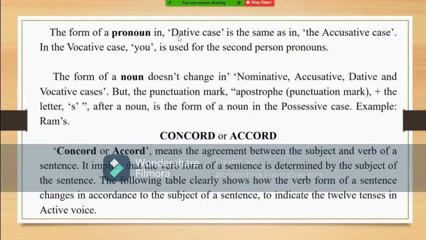The form of a pronoun in dative case is the same as in the accusative case. I had already explained that. The dative case, what is dative case? When a noun or a pronoun is an indirect object, it is called dative case.